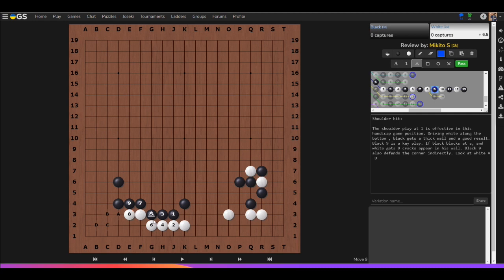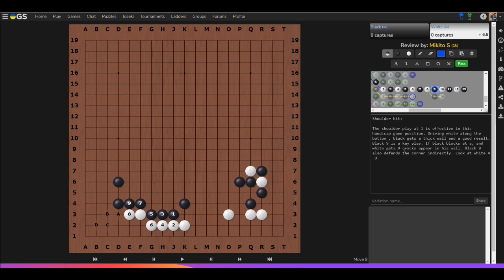And I think all these are really easy moves to find, right? This is extremely natural to play like this. So the shoulder hit is a very standard move when somebody slides under you. The shoulder play at 1 is effective in this handicap game position. Driving white along the bottom, black gets a thick wall and a good result.